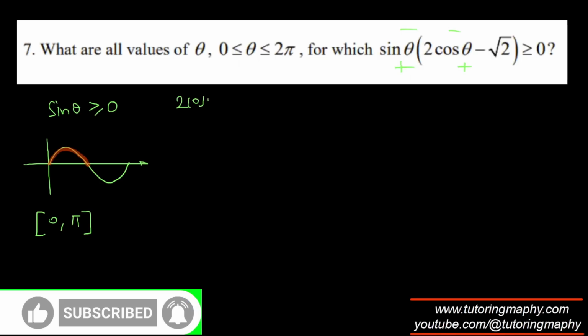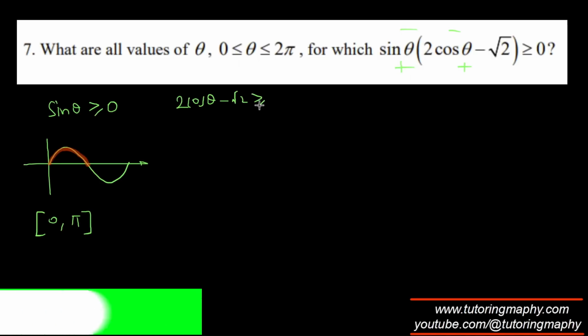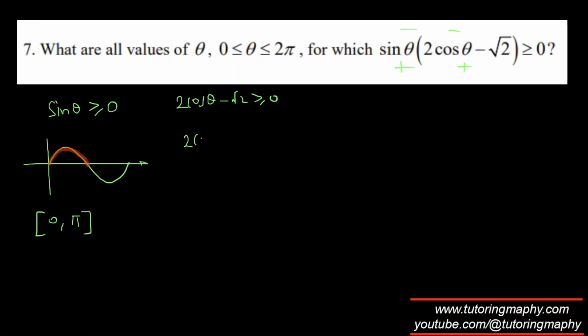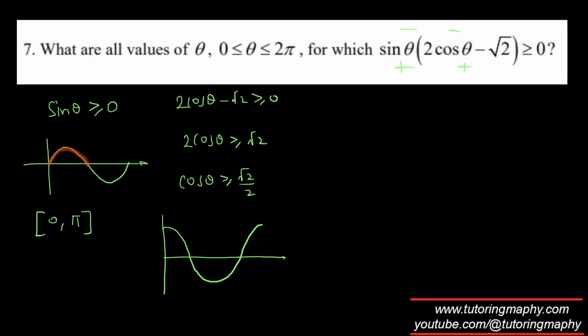And then 2 cos theta minus root 2 should be greater than or equal to 0, which means that 2 cos theta should be greater than or equal to root 2, which means that cos theta should be greater than or equal to root 2 over 2. Okay, so this is how it looks. Root 2 over 2 is somewhere over here, and I want it to be above this. So it should be this portion, this and this.